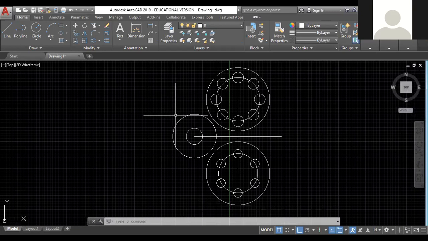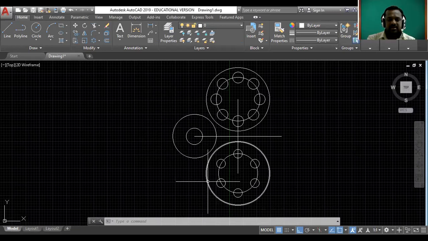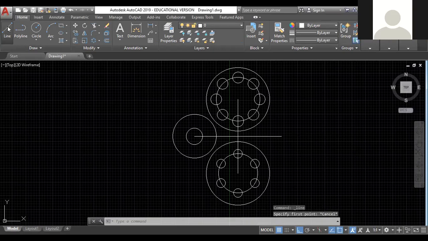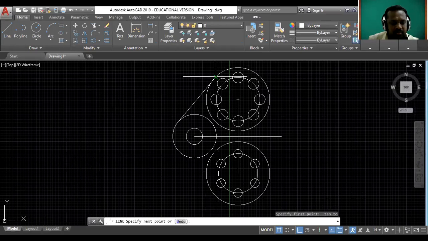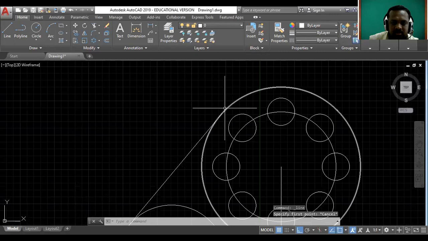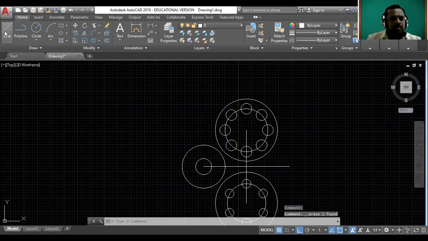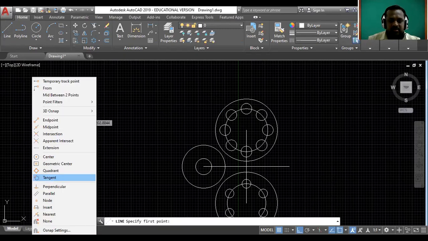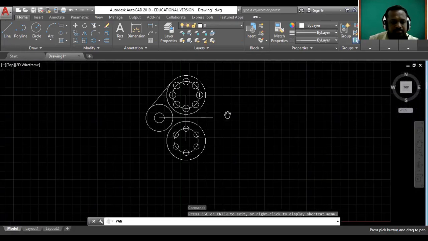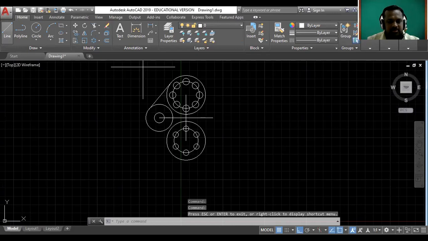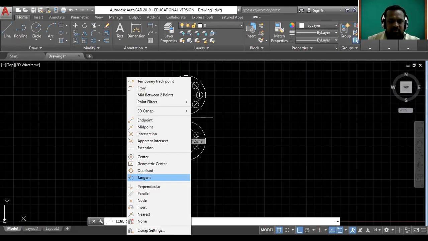Then we have to join this circle and this circle with the help of the tangent line. Select the line, shift right click, tangent here. Just one minute, it is not clearly joined, so I will repeat. Line, shift right click, tangent. And here also we have to draw the tangent line.